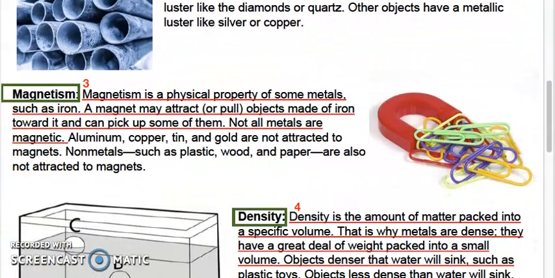Paragraph 3. Magnetism. Magnetism is a physical property of some metals such as iron. A magnet may attract or pull objects made of iron toward it and can pick up some of them. Not all metals are magnetic. Aluminum, copper, tin, and gold are not attracted to magnets. Non-metals such as plastic, wood, and paper are also not attracted to magnets.